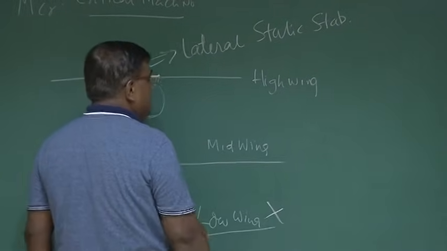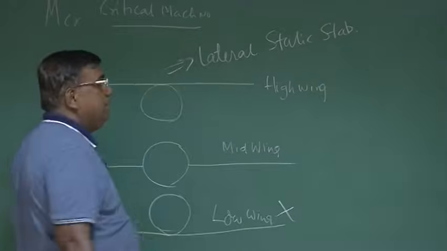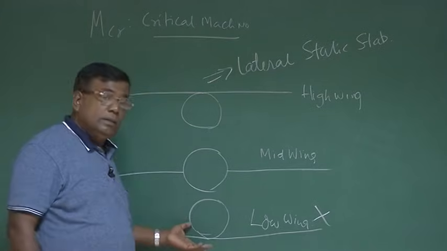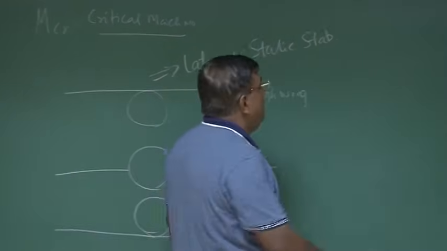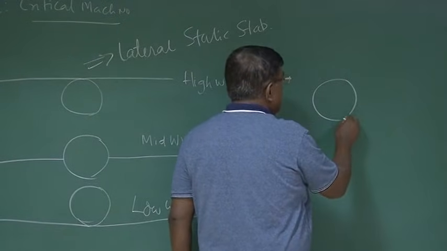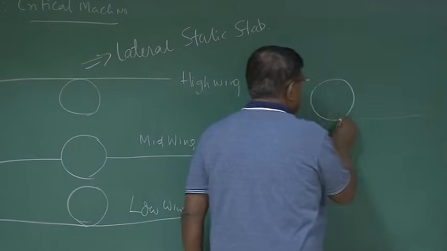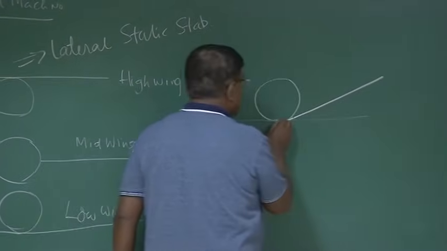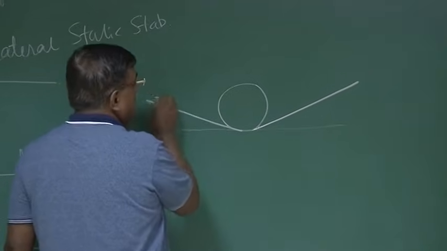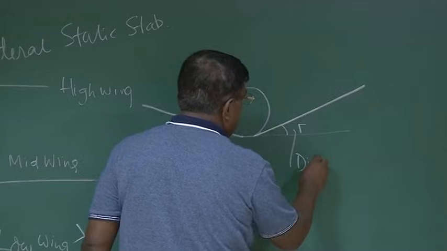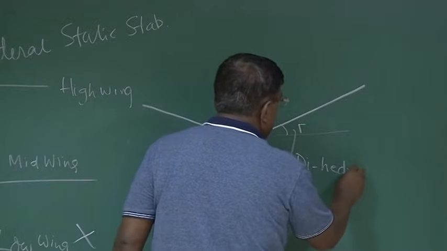This is unstable, and this is mid-wing in between. But suppose there is a compulsion that you have to go for a low wing. So what do you do? What is the option? Okay, no problem. Instead of installing the wing like this, I'll install the wing like this. And this angle is called the dihedral angle.